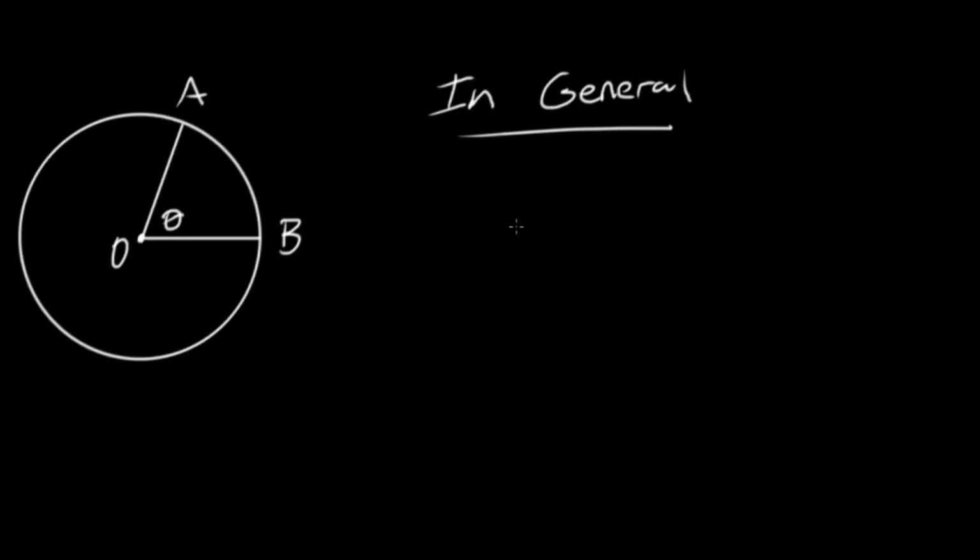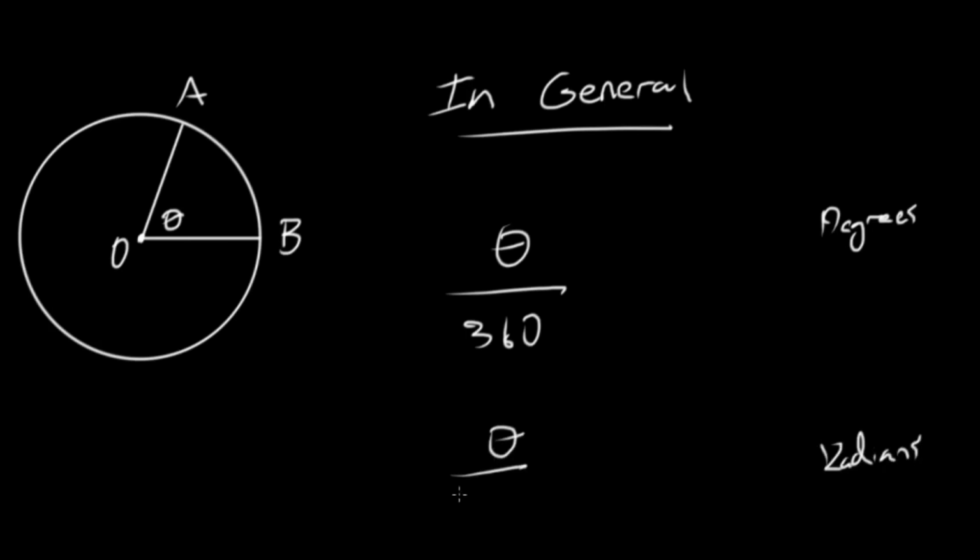What is arc length in general? Well, that is going to be the angle that you're given divided by the total angle in the circle, which is either 2 pi or 360, depending on the unit that you're working with. So let's go ahead and do 360. This is for degrees. And I'll do the second one down here for radians. Okay, so theta divided by 2 pi. And that's going to be equal to that ratio, which is the circumference, 2 pi r, and the length that you want, AB.